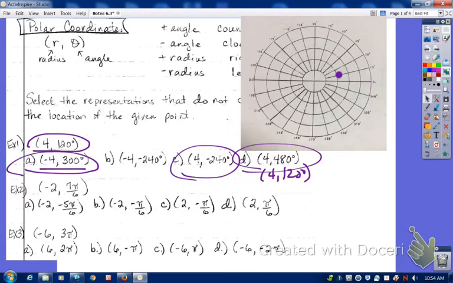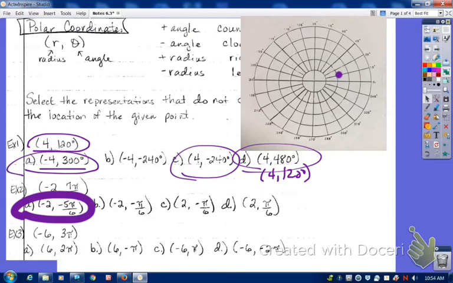Is that right? To the left 2, rotate 7 pi over 6 counterclockwise. So does point A get me to the same spot? That would be left 2, rotate clockwise because the angle is negative 5 pi over 6. Does that one get me to the same spot? Yes.